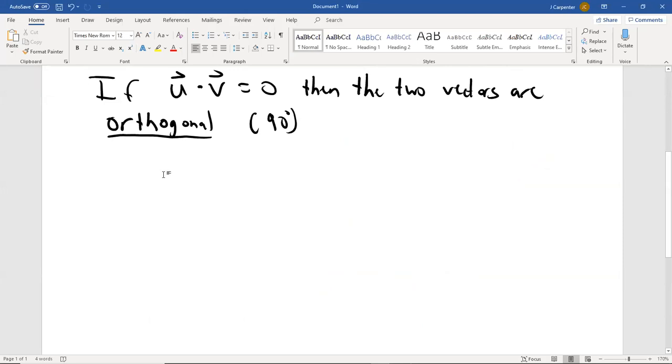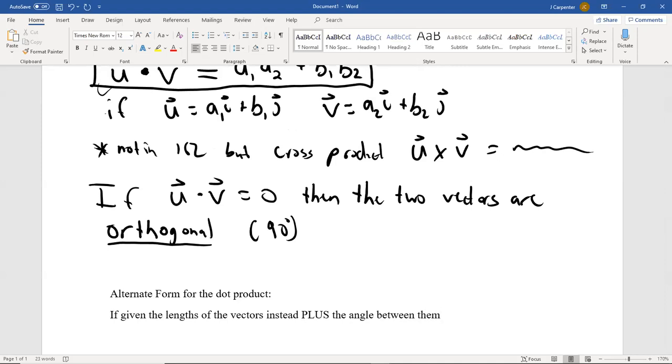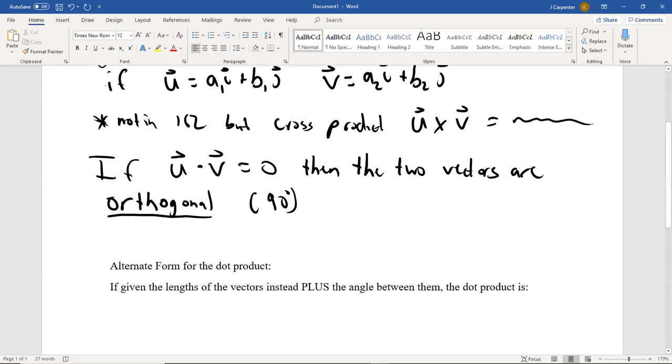So an alternate form for the dot product. Let's say instead of given the components, you were given the magnitude and the angle between them. So if given the lengths of the vectors instead, plus the angle between them, the dot product is, now I want to label what I'm talking about. So the length of the vectors, that would be the length U and the length V, plus the angle between them, we call that theta.